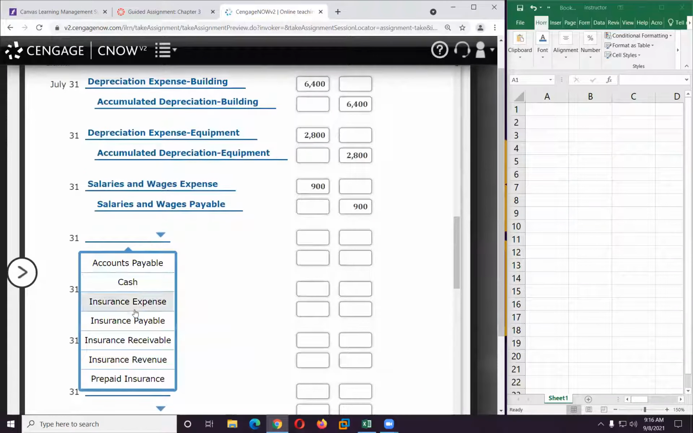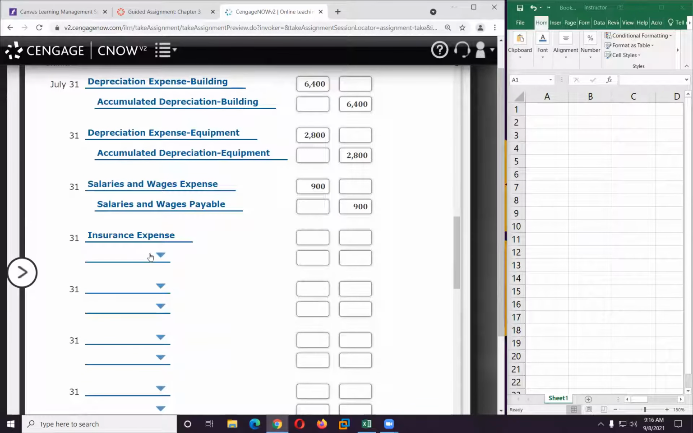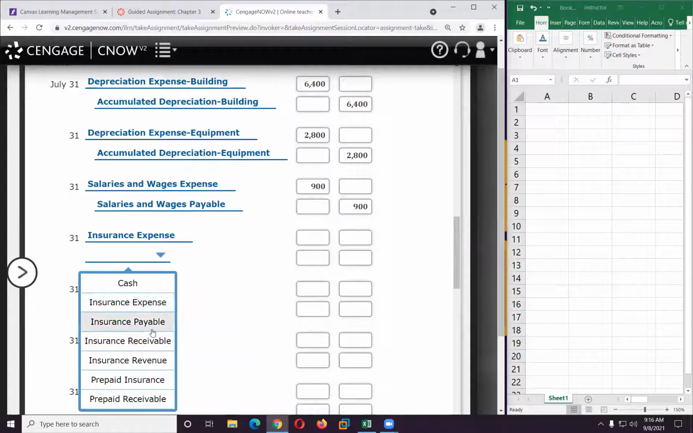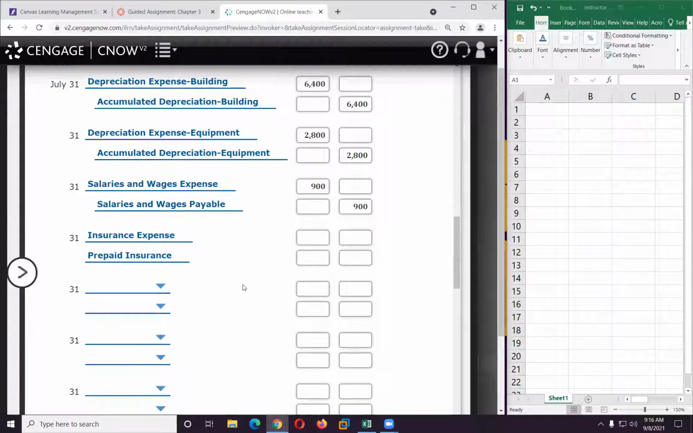So we're going to debit insurance expense and we're going to credit prepaid insurance. Remember, prepaid insurance is an asset. So by crediting it, we're reducing the balance of that. And if it had a balance of 6,000 and now I'm crediting it 4,500, the new balance will be 1,500, the amount that's still left there at the end of the year.